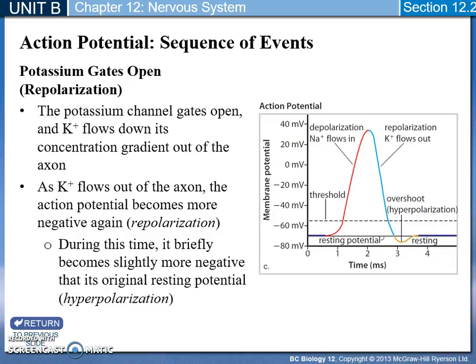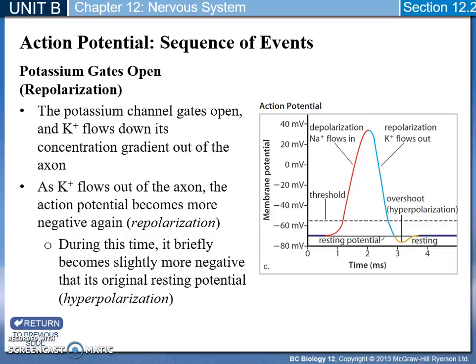So then after you have depolarization, repolarization occurs when the potassium channel gates open, and potassium flows down its concentration gradient, which is outside of the axon. You have a greater concentration of potassium inside the axon than you do outside. And so when the potassium channel gates open, potassium will naturally flow outside of the axon. As potassium flows out of the axon, the membrane potential becomes more negative again, which is repolarization.